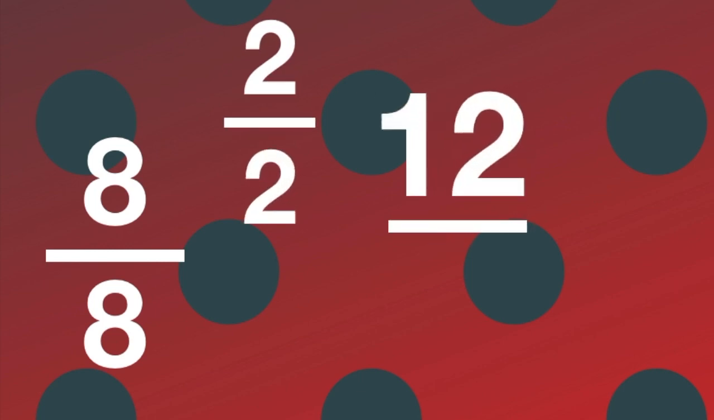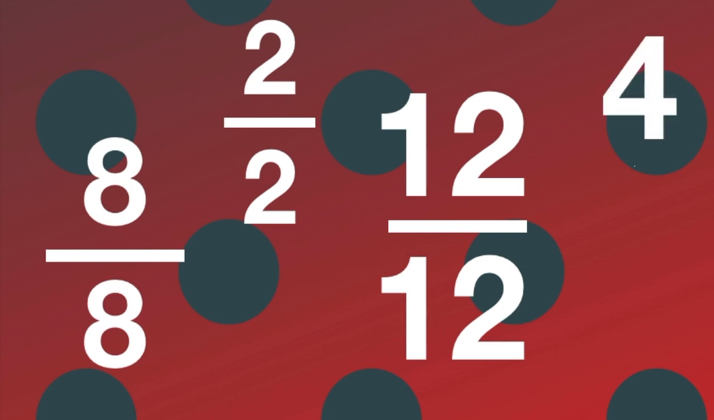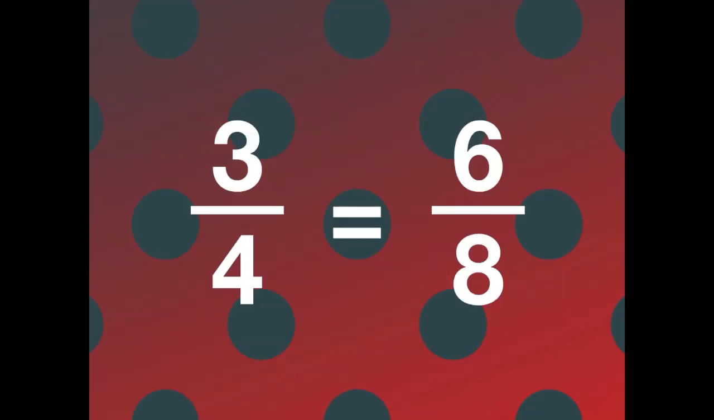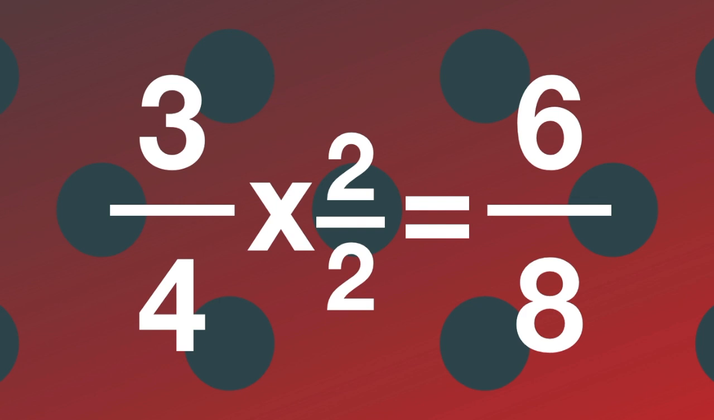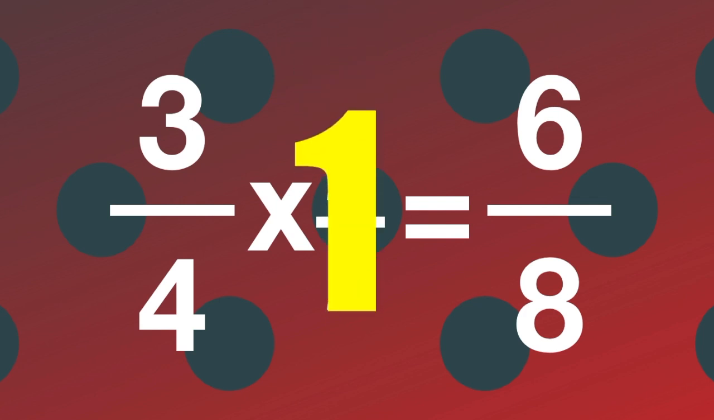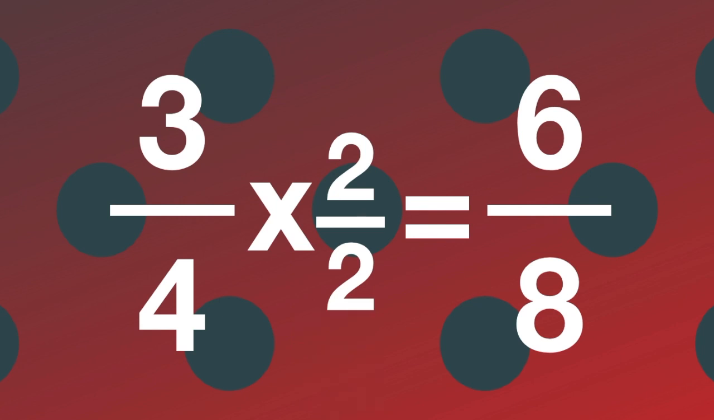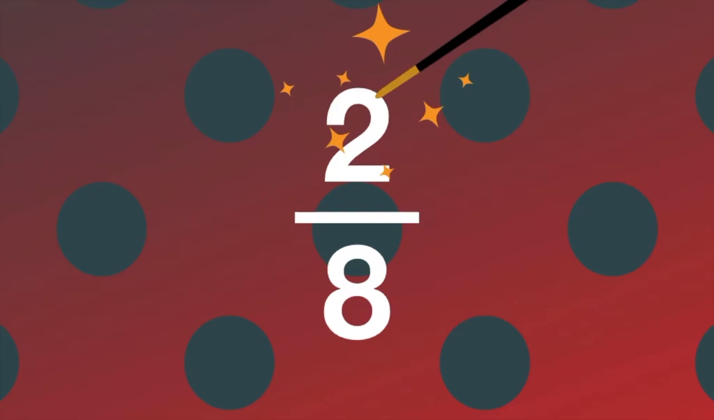What does 1 look like in fractions? Well, anytime the numerator and denominator are the same number, that's a form of 1. That means we can change 3/4 into 6/8 if we need to, because 3/4 times 2/2, which is a form of 1, equals 6/8. And since we multiplied by a form of 1, I know 3/4 and 6/8 are equivalent.